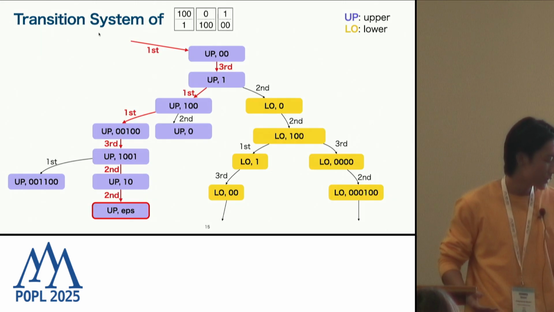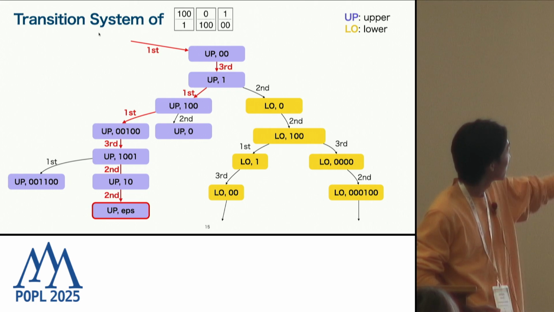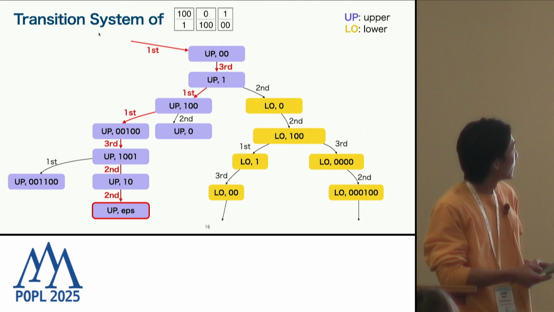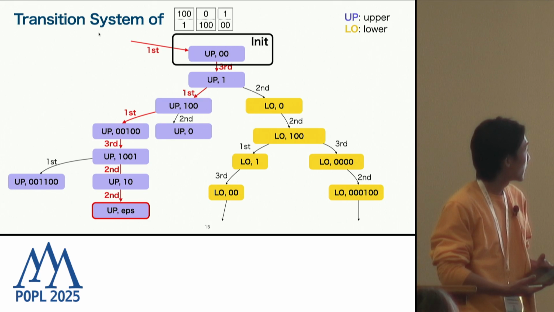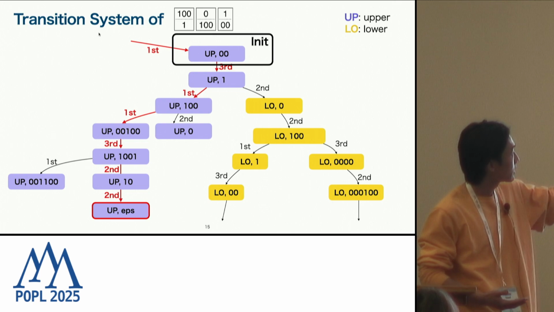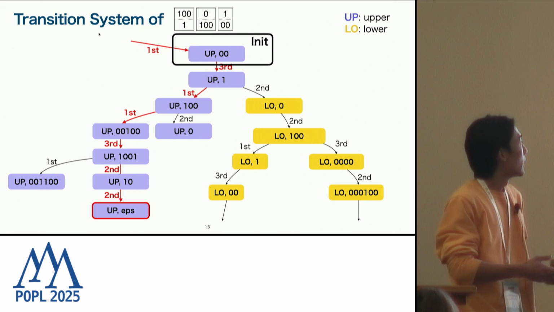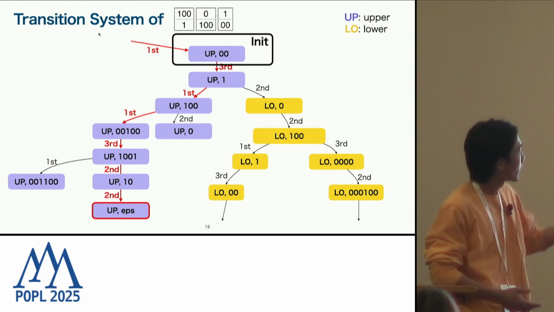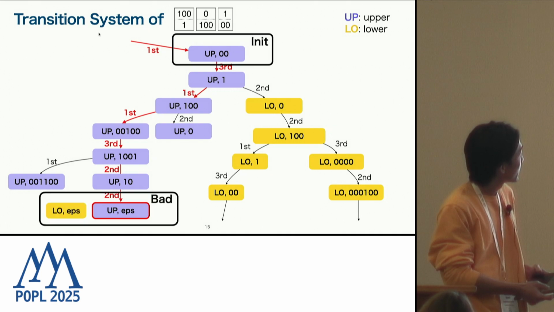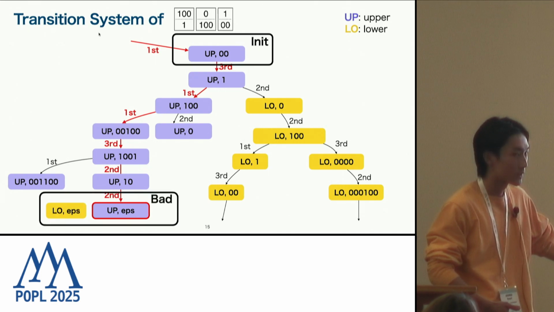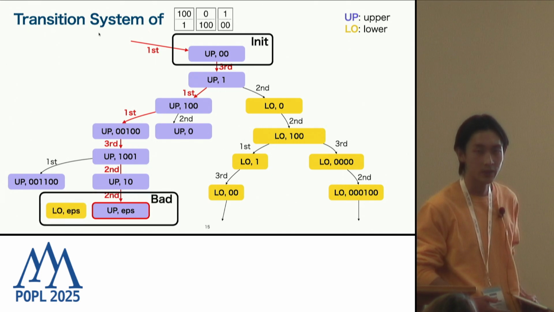This is an illustration of a transition system of the above PCP instance. This is the only initial state of this transition system. And by applying the third tile, it transitions to upper 1, and so on. By following the red transitions, you can see the initial state can reach the bad state. So this instance has a solution.